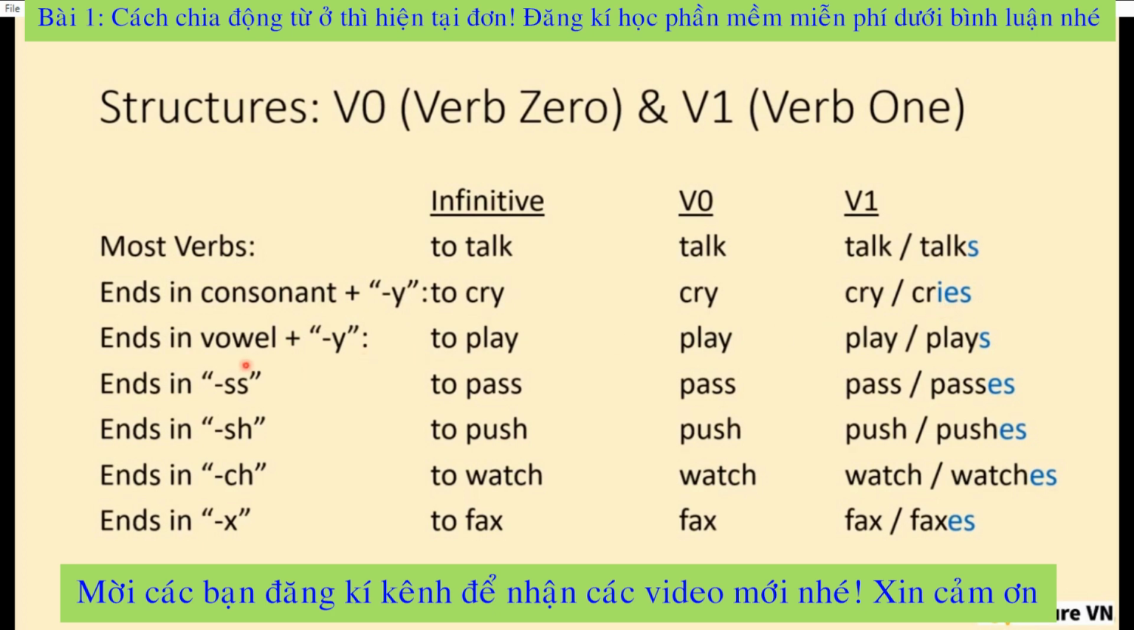However, if a verb ends in a vowel plus y, such as to play, R is a consonant, but A is a vowel. A, E, I, O, U. Sometimes Y. These are the vowels of English. So when we have a vowel plus Y, AY for example, we don't change that to i. We just add s. So I play, he plays.